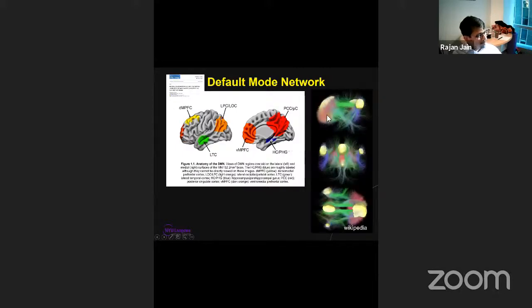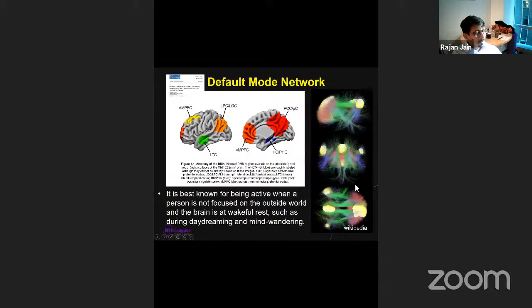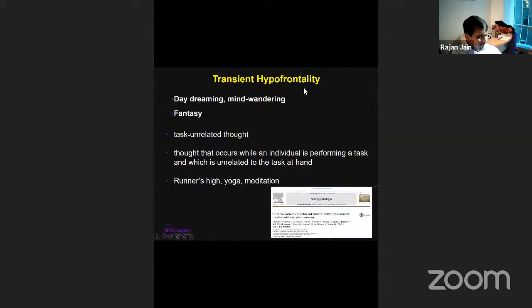And this is an example taken from Wikipedia, looking at even the fiber tracks connecting these networks. But the beauty is that it's best known to be active when a person is not focused on the outside world and the brain is at wakeful rest, right? And that's when, kind of connecting with the daydreaming component, mind wandering component. So what I'm trying to say is that when we are daydreaming or mind wandering, in that particular phase of your attention span, your default mode network is actually much more active, right? And there is literature to suggest that based on the resting state network.